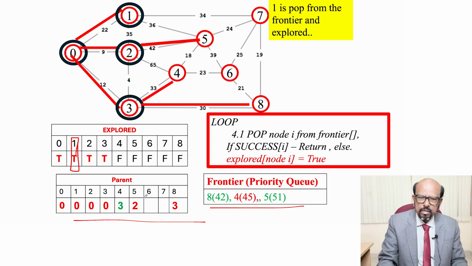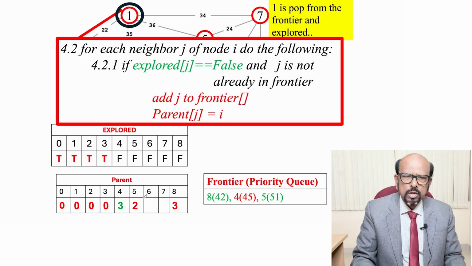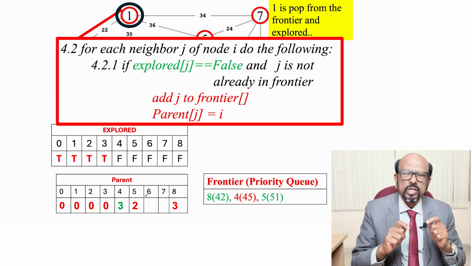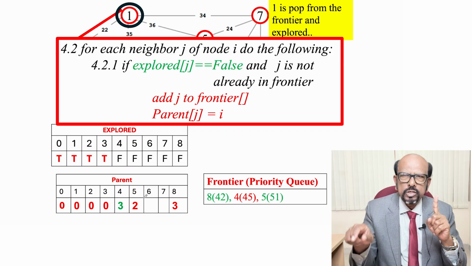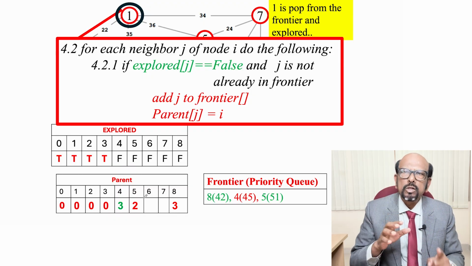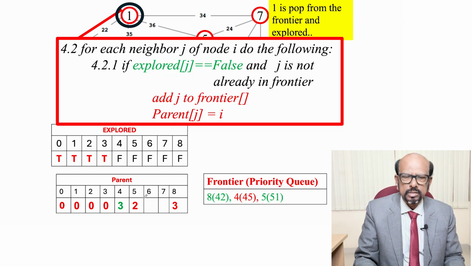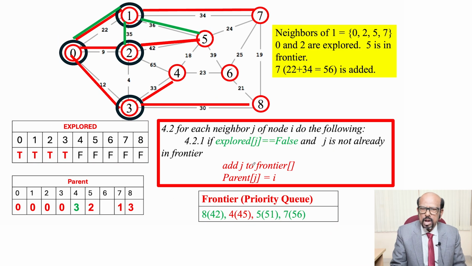Now we must go to 4.2. What is 4.2? For each child of 1, so 1 is the node now. For each child of the node, so they are the neighbors. Find out whether they satisfy the two conditions. So let us look at it. For 1, the neighbors are 0, 2, 5, 7.